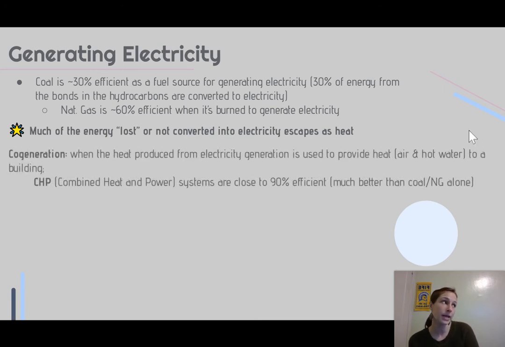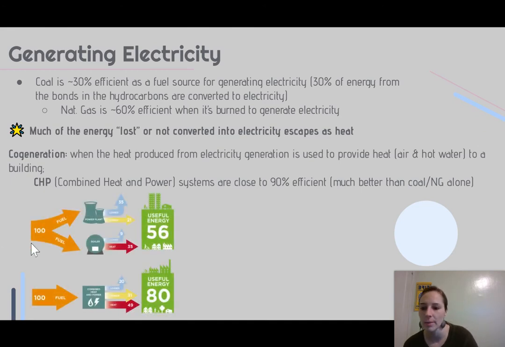Now, there are ways that theoretically we could make things a little bit more efficient if we were to use this heat for something. There's this thing called cogeneration, and this is when you use the heat produced from electricity generation to provide heat, either heating water or air, to a building. So if you have these combined heat and power systems, these are actually close to 90% efficiency, which is going to be much better than just using coal or natural gas by themselves.